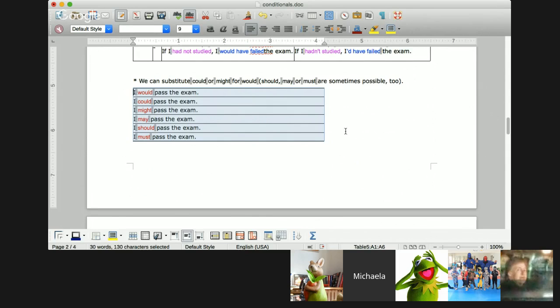Okay. Other than that, they have basically the same meaning as far as likelihood and possibility. They're matched. Any other questions on these?